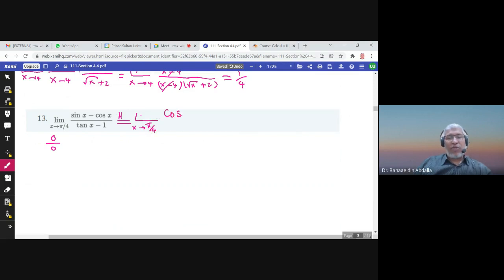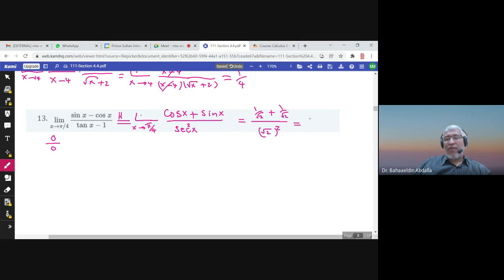Derivative of sine is cosine. Derivative of cosine is negative sine. Derivative of tan is secant square. Derivative of 1 is 0. Now cosine pi over 4 is 1 over square root of 2. Sine pi over 4, 1 over square root of 2. Secant pi over 4 is square root of 2 squared.